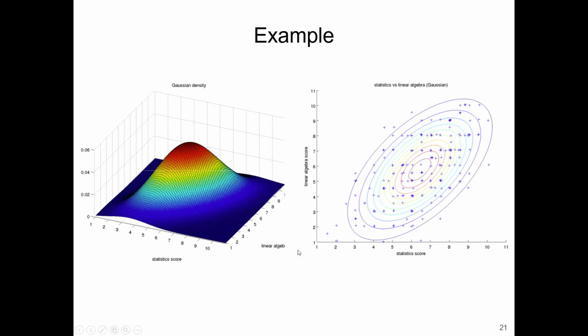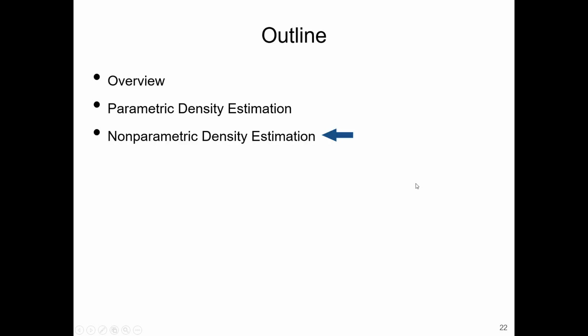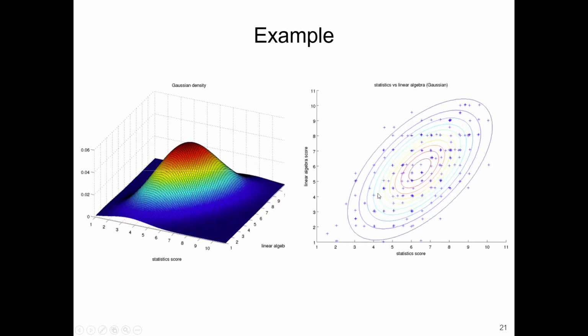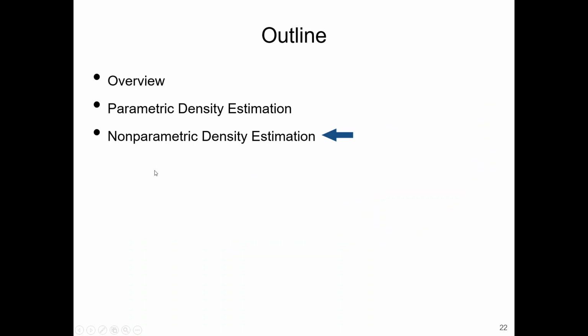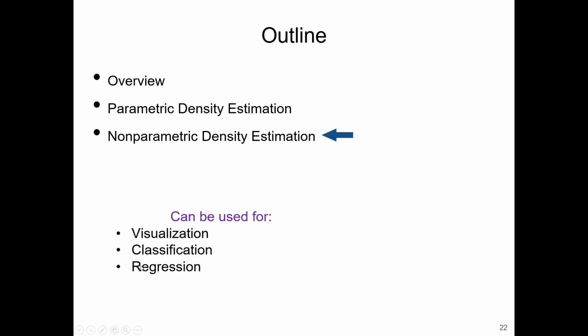So this is the result, Gaussian density. This one is in the 3D view, and this one is a contour plot, and so on. Okay. So far, we already knew most of these materials, and from now on, it's just going to be new, especially the second part, non-parametric. We're going to use non-parametric for visualization in this lecture. We're going to use it in classification and regression. We're going to see it in the future as well.